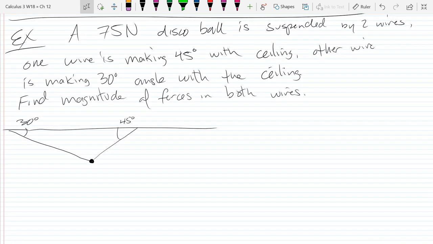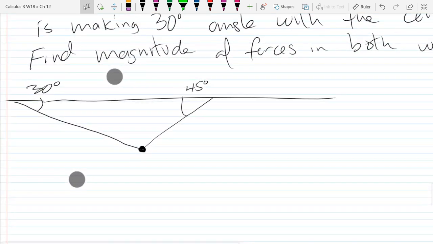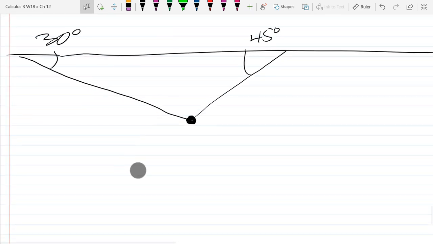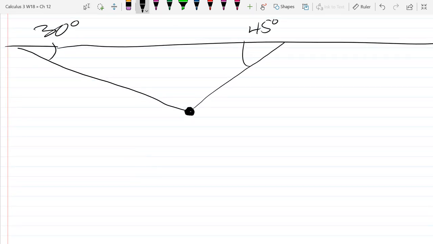What about 75 newtons? What does that describe in our diagram? Force pulling down on that point. On that point. So at this point, there is a force. Let's do forces in blue. So there's a force pulling directly downwards.